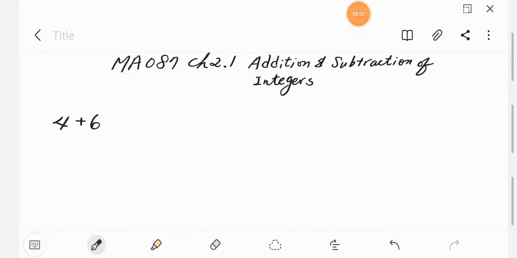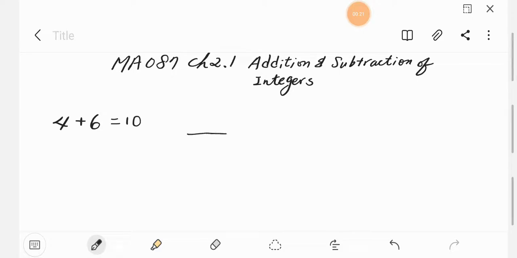MA087 chapter 2.1. This is about addition and subtraction of integers. Okay, 4 plus 6. We know how to add these two numbers. This is 10, right? So when you do this one, let's learn the logic, the definition of this addition.